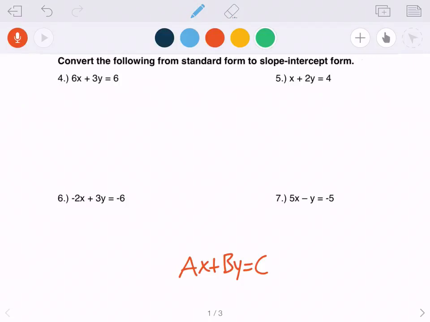I'm going to rewrite that: y equals mx plus b. So, looking at number 4, I'm basically solving for y. I need to manipulate this equation that is in standard form and convert it to slope-intercept form, so I need to get y by itself. I'm going to get rid of the 6x by subtracting 6x from both sides.